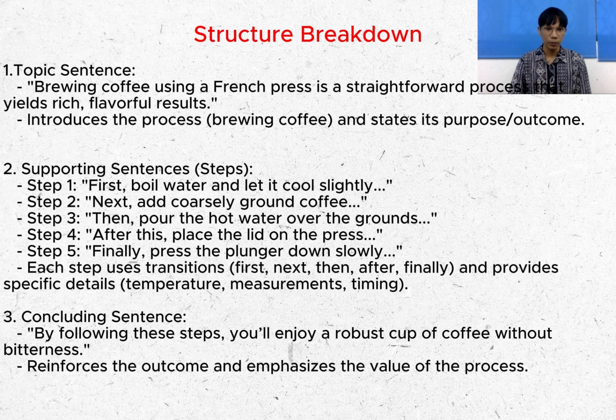2. Supporting sentences, the steps. Step 1. First, boil water and let it cool slightly. Step 2. Next, add coarsely ground coffee. Step 3. Then pour the hot water over the grounds. Step 4. After this, place the lid on the press. Step 5. Finally, press the plunger down slowly. Each step uses a transition, first, next, then, after, finally, and provides specific details: temperature, measurement, timing.